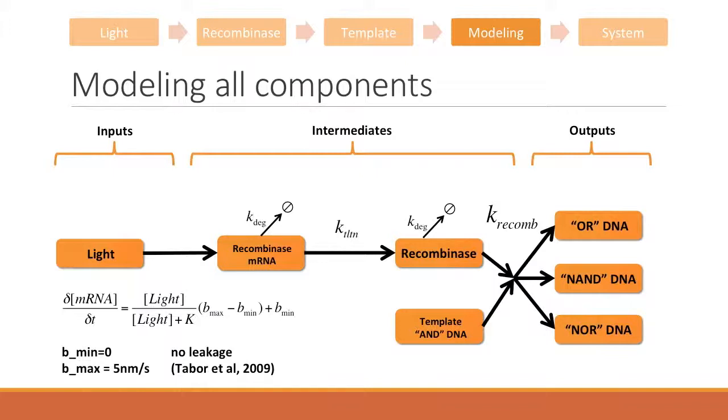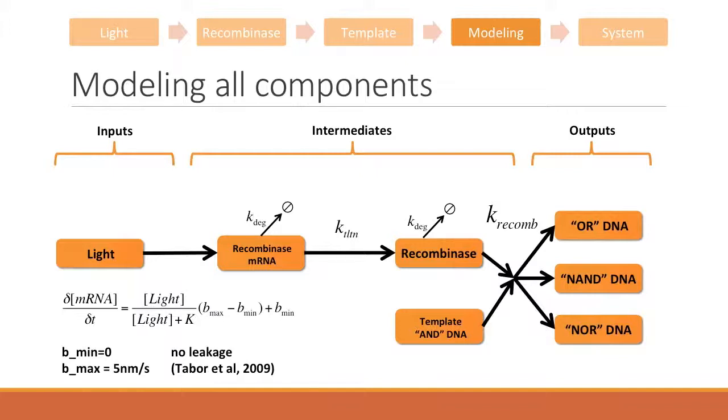The only input to the system is light. Light directly modulates the transcription of the recombinase, according to the relationship I have here. This relationship was first described in Tabor et al. in 2009. The difference between my model and Tabor's is that I'm assuming there's no leakage in the system. That means that the B-min value is 0.